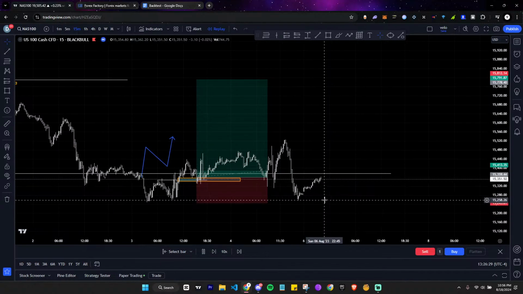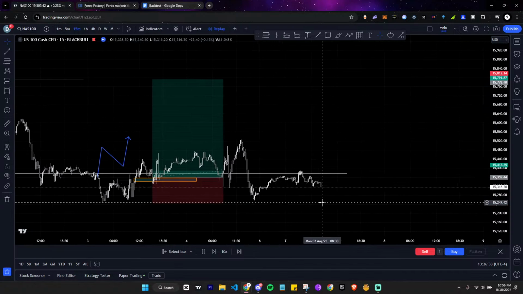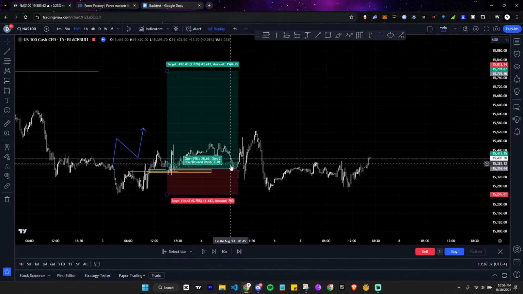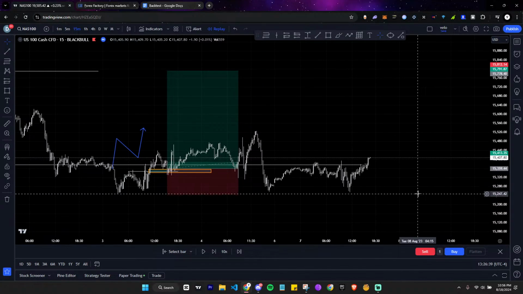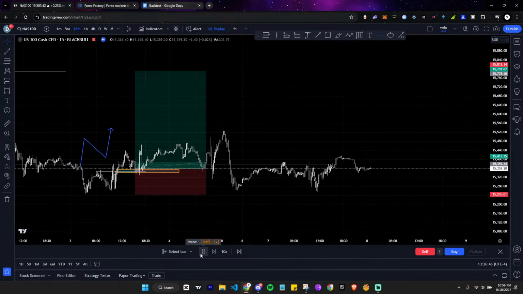Almost went to the stop loss. I think I would probably get out break even. Yeah. I would break even. This is basically gambling with my stop loss at this point. I would break even.